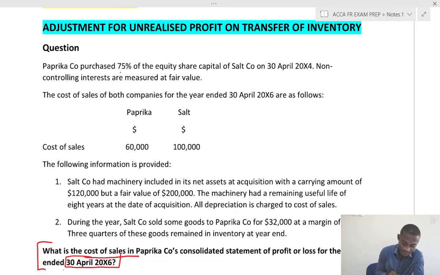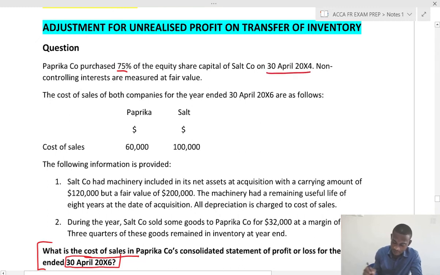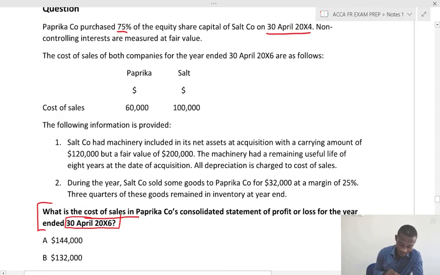Paprika Co. purchased 75% of the equity share capital of Softco on 30th April X4. And if you look at the year end, which is X6, it means that this is 2 years since acquisition, and you have to take note of that. Now, the non-controlling interest was measured at fair value. Now, the cost of sales of both companies for the year ended 30th April X6 are as follows. So we have 60,100.